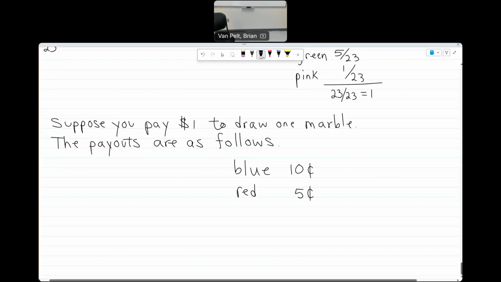Blue, red, what else? Oh, wait, no, red, there's fewer red ones, aren't there? Red, there were fewer red ones, so I'm going to increase this here.